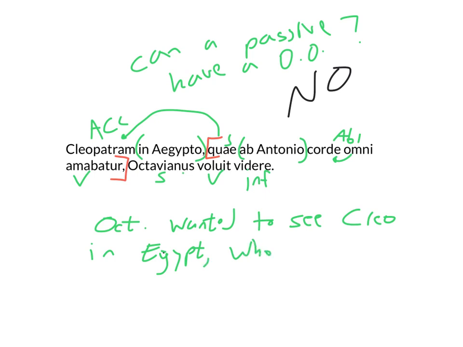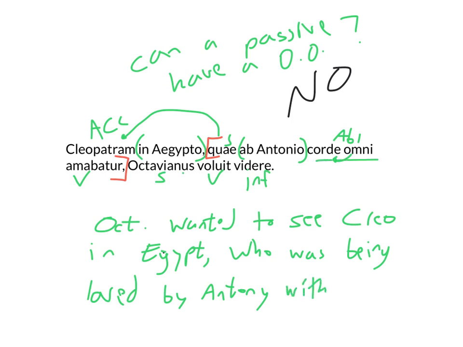who, all right, notice the "who" because we have a nominative quae. All right, who, and then amabatur we have "was being loved." We throw our agent in here, we use "by Anthony." And then with your ablative of means, corde omni, "with all his heart." So there you go. Notice the "by" and the "with" used accordingly.